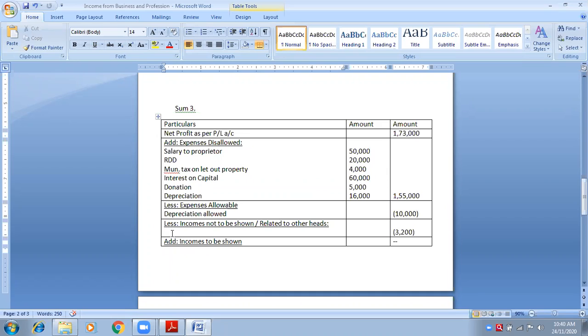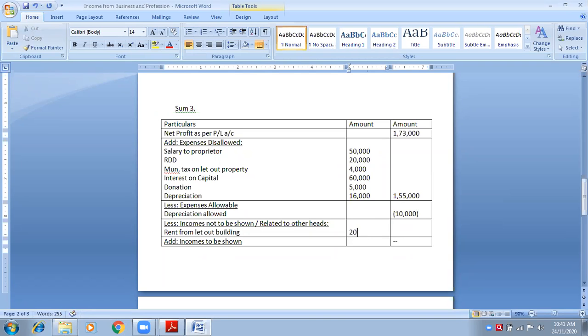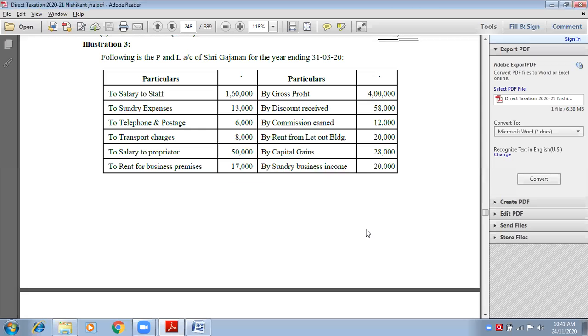So here the first income is rent from let out building. Okay, what is the amount of rent that you receive? It is 20,000 only. So the inner column will be 20,000, because there are a few incomes that are to be discarded.